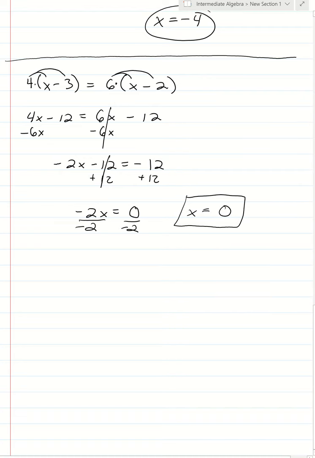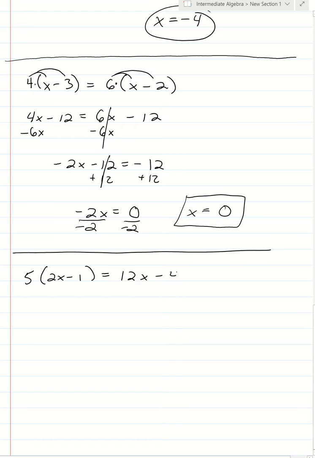Let's say we have the following. 5 times (2x minus 1) equaling 12x minus 4. Okay, let's solve this one together. I'll start with distributing my 5 on these two terms, producing a 10x minus 5 equaling 12x minus 4.